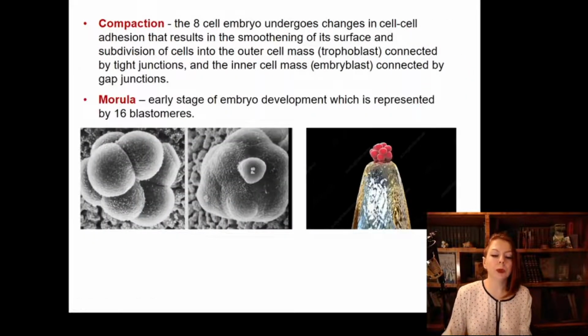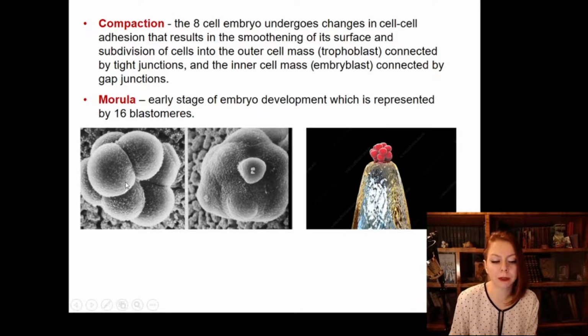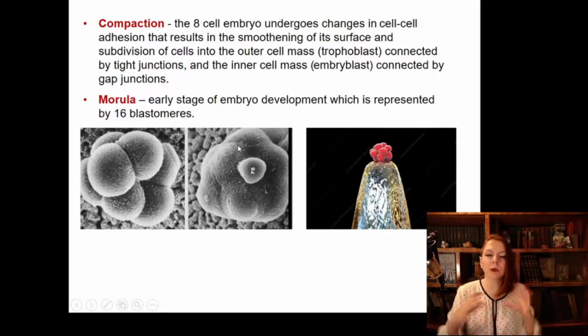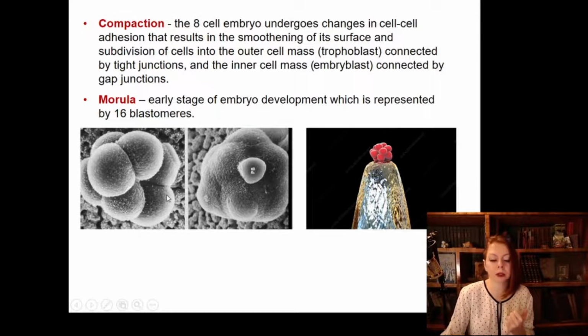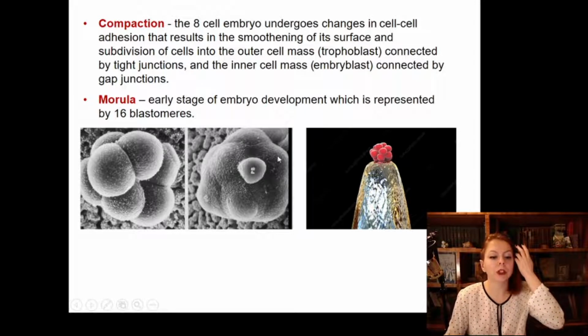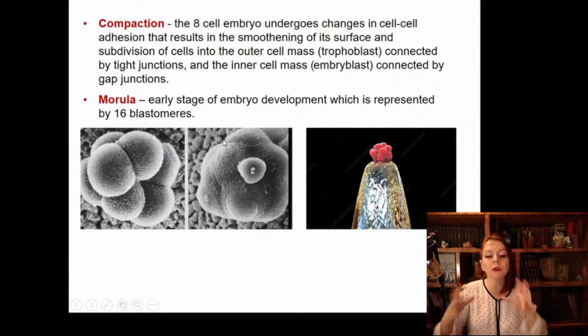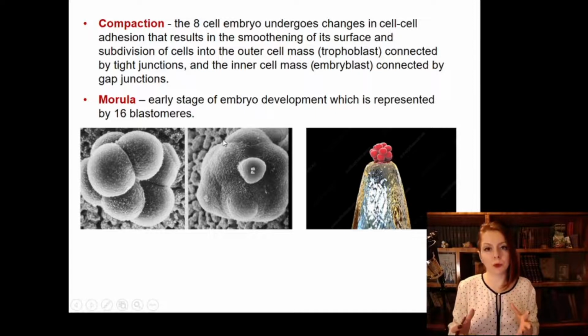Then you also have to know several other terms. These are compaction. The 8-cell embryo, in the case of mouse, undergoes a rearrangement of intercellular junctions, and as a result we can see the smoothening of its surface. Before compaction the cell borders were easily distinguishable, but just after compaction the surface of the embryo becomes smooth.